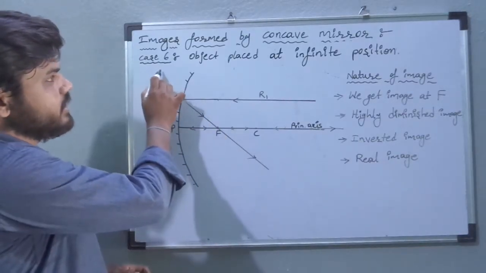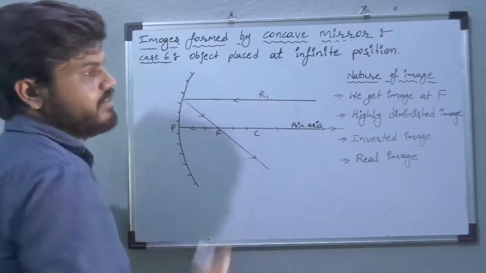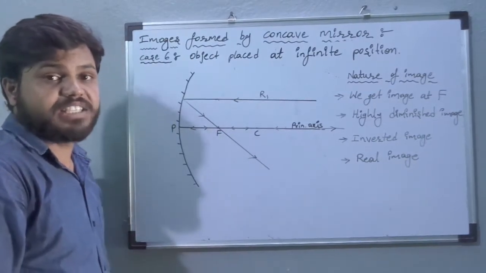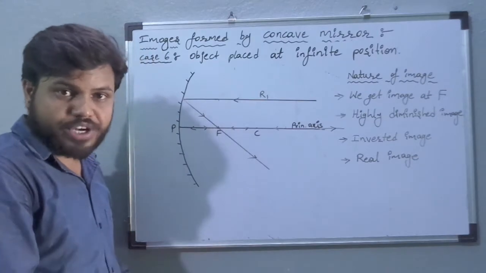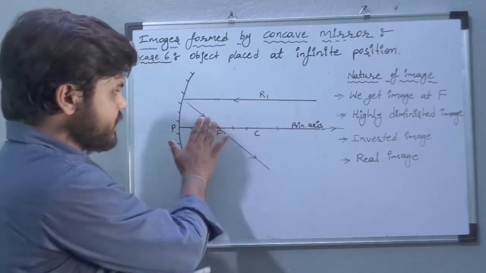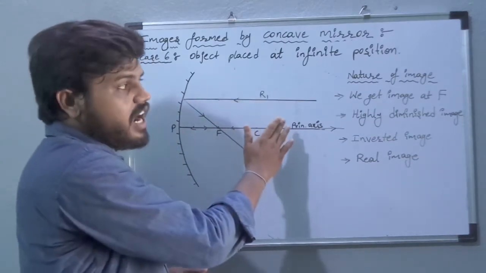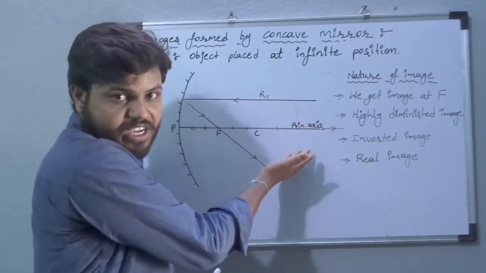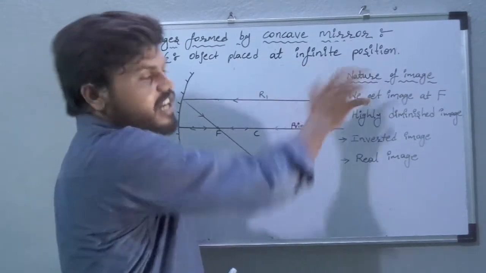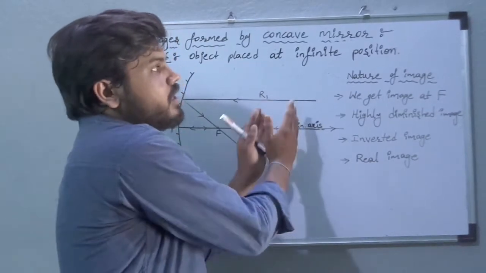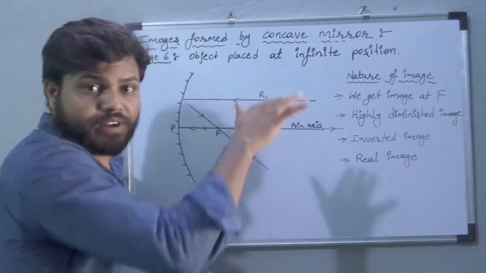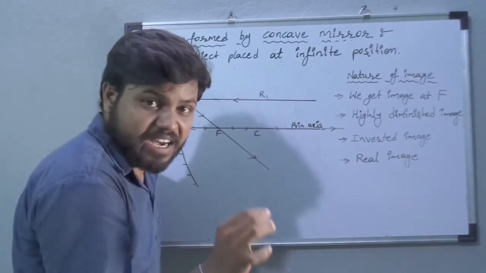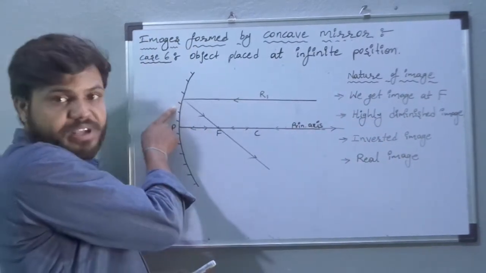Next case 6, object placed at infinite position. If we place the object at infinite position, where do we get the image and how will it be? Okay, see the diagram. We can't locate the position of the object, right? It is already at infinite position. Assume the object is placed at infinite position; we already know that from the infinite position only parallel rays can reach the mirror, right?